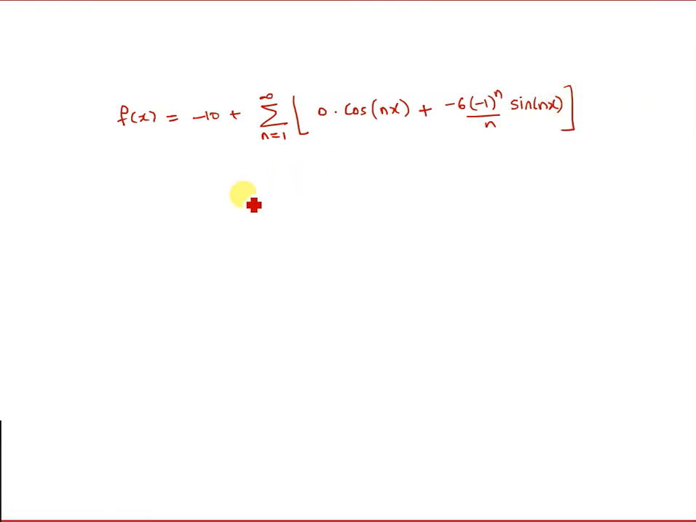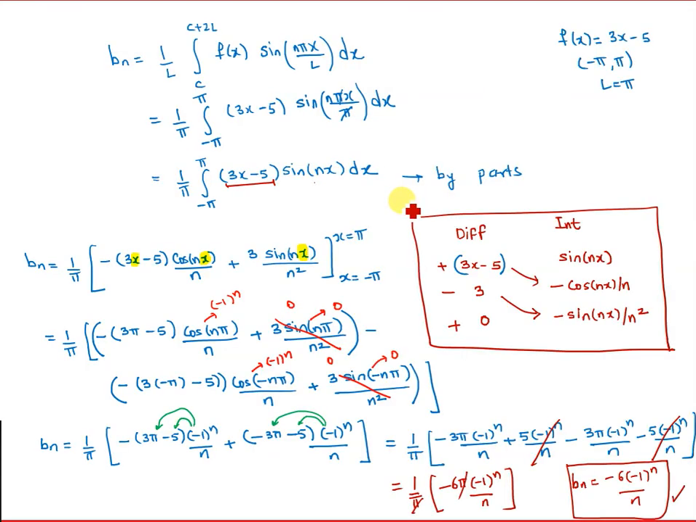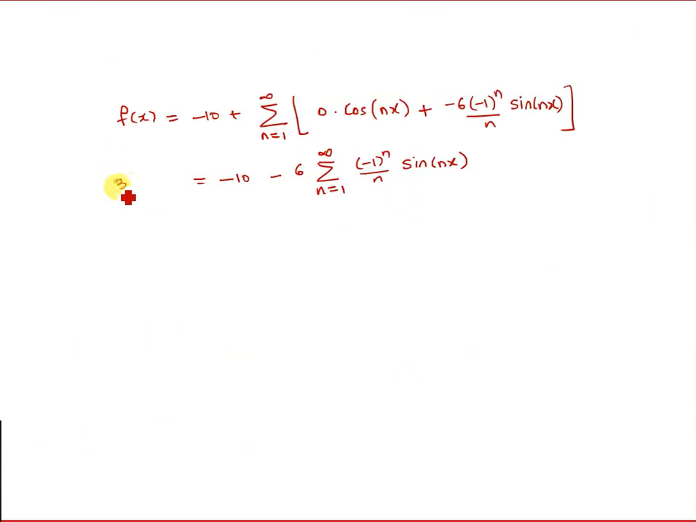This can be further written as minus 10, and this minus sign and 6 outside, because 6 is not affecting the summation. We can take it outside: minus 10 minus 6 times the summation of minus 1 to the power n over n sine of nx. So this is the Fourier series expansion of the given function 3x minus 5. Okay, this is how we work on it.